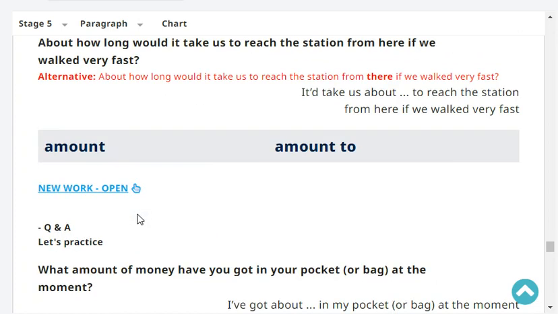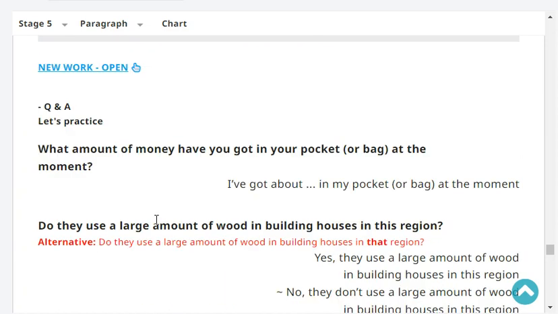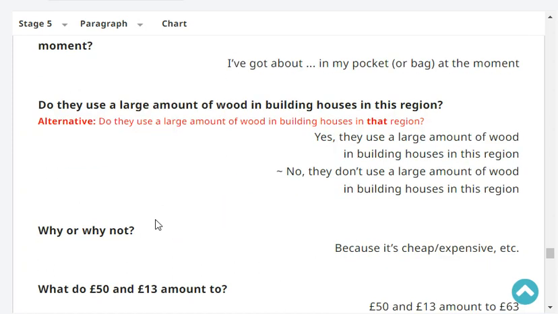What amount of money have you got in your pocket at the moment? I've got about 1,000 yen in my pocket at the moment. Do they use a large amount of wood in building houses in your region? Yes, they use a large amount of wood in building houses in my region. Why? Because it's elegant to look at. Very good.